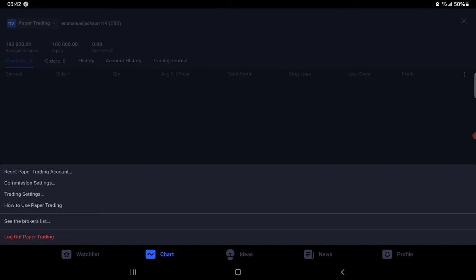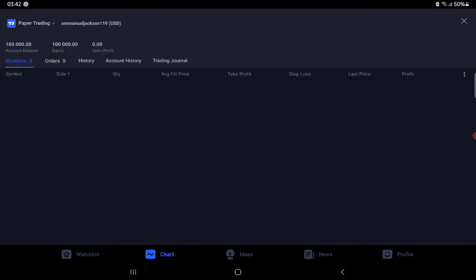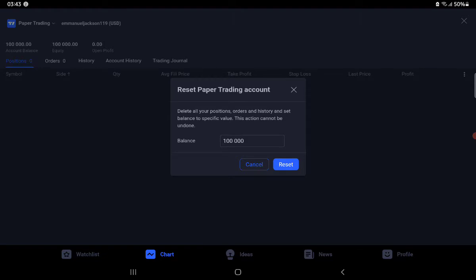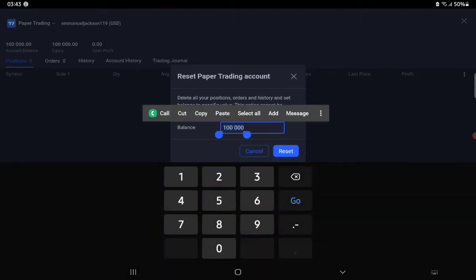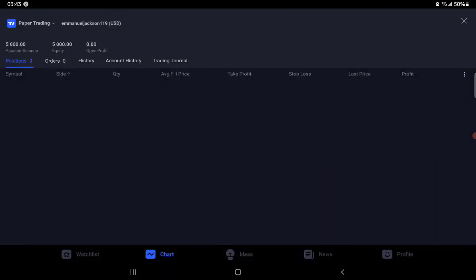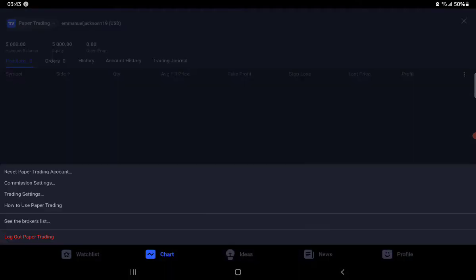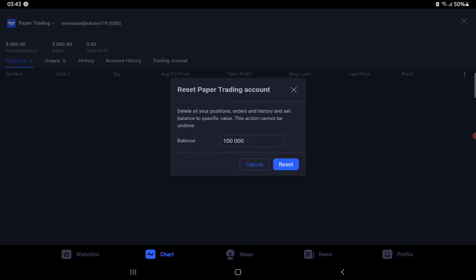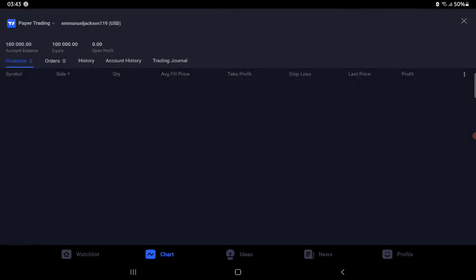You can see how to reset your paper trading account. Some people maybe don't need this $100,000. You might need, let's say, $10,000 or $5,000. That's what you need, you put 5,000, click on reset, and it automatically resets. But for the sake of this video, I'll be using the $100,000.